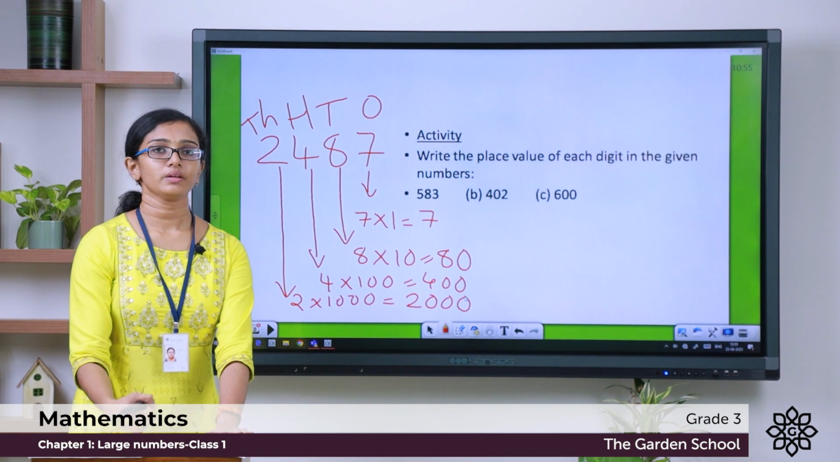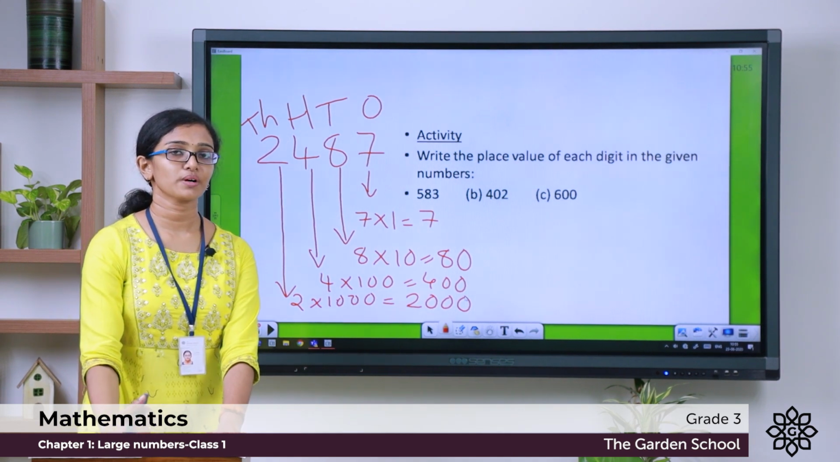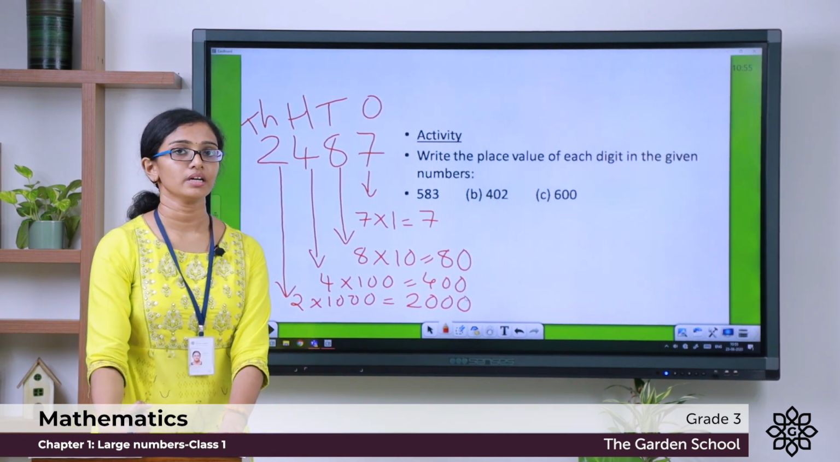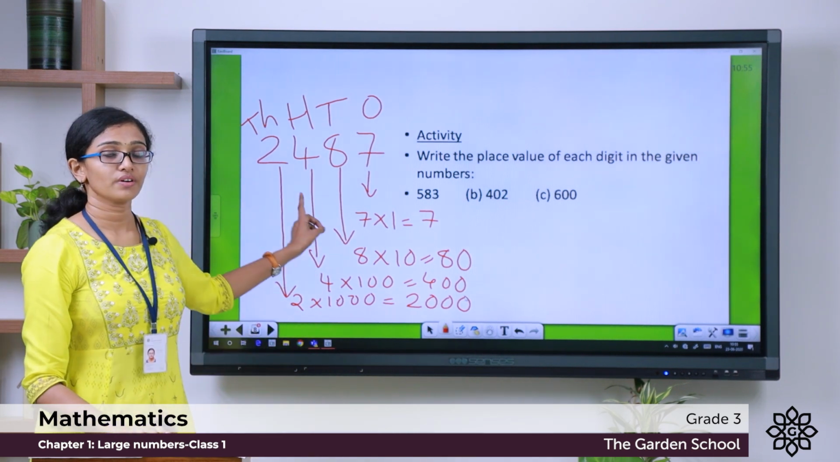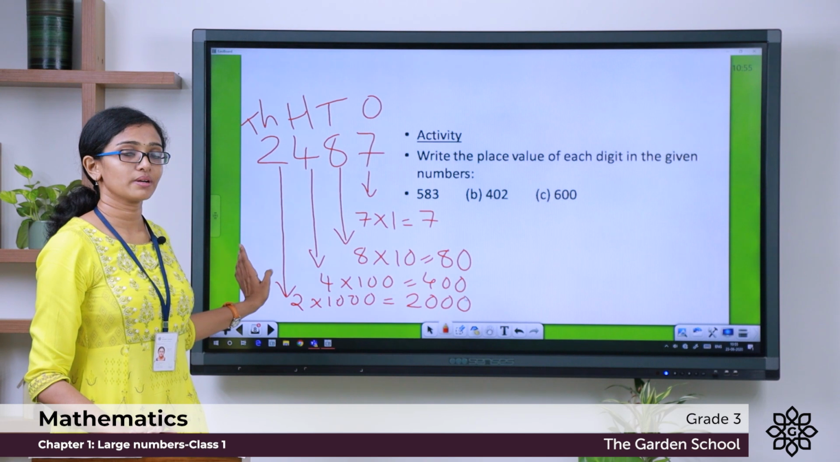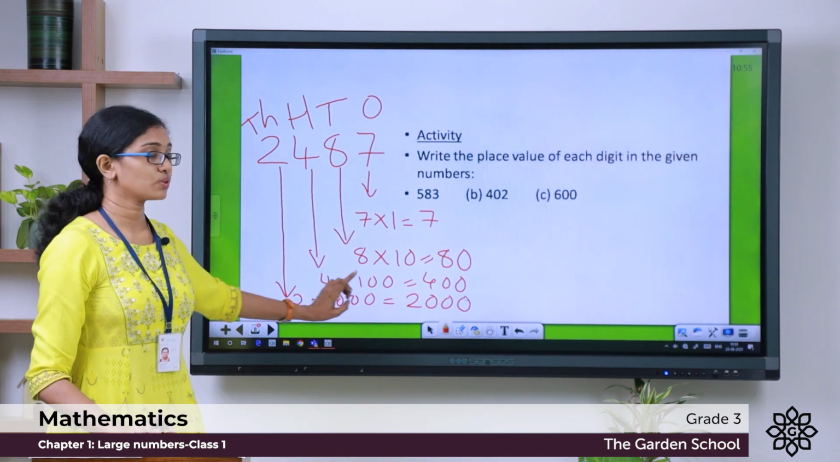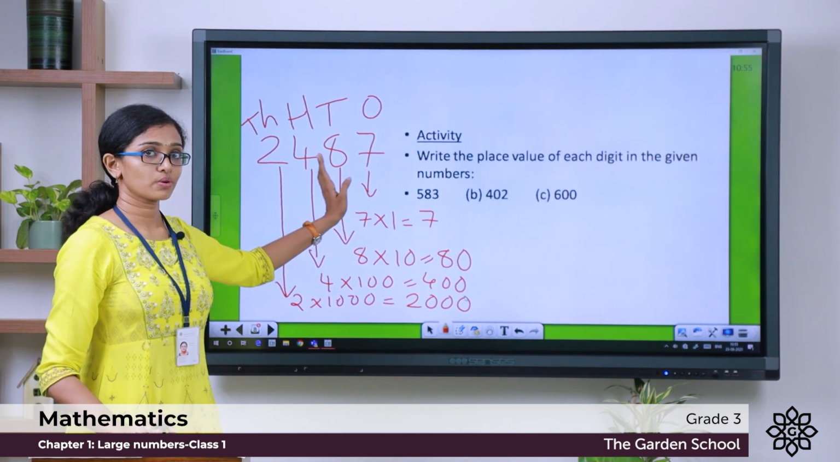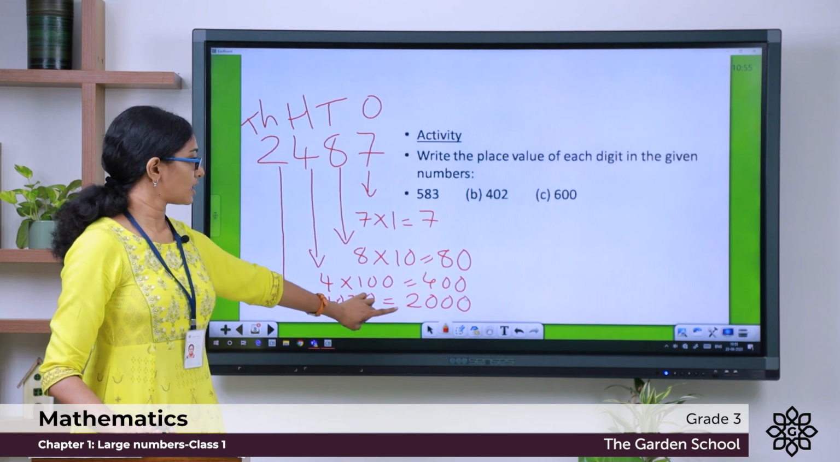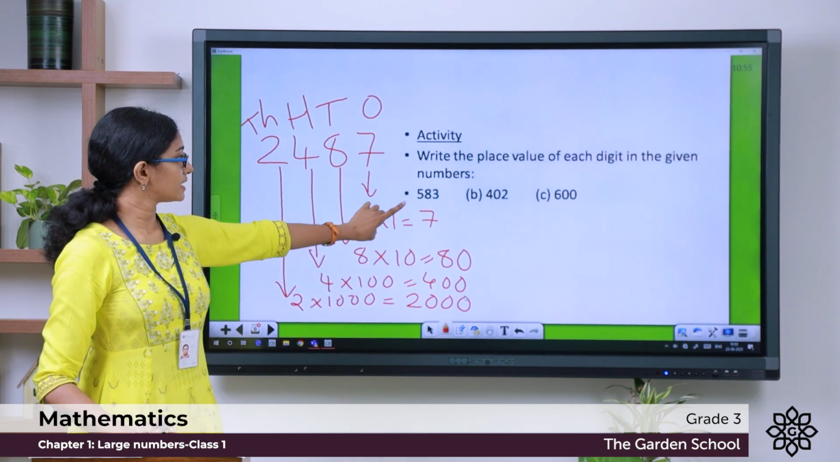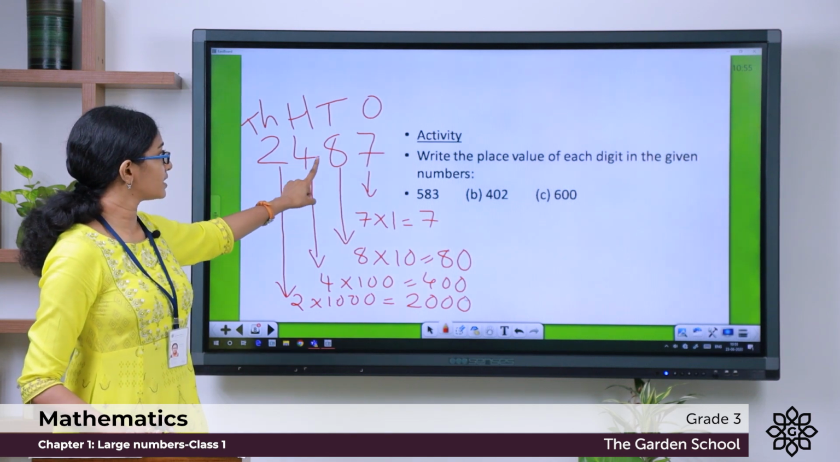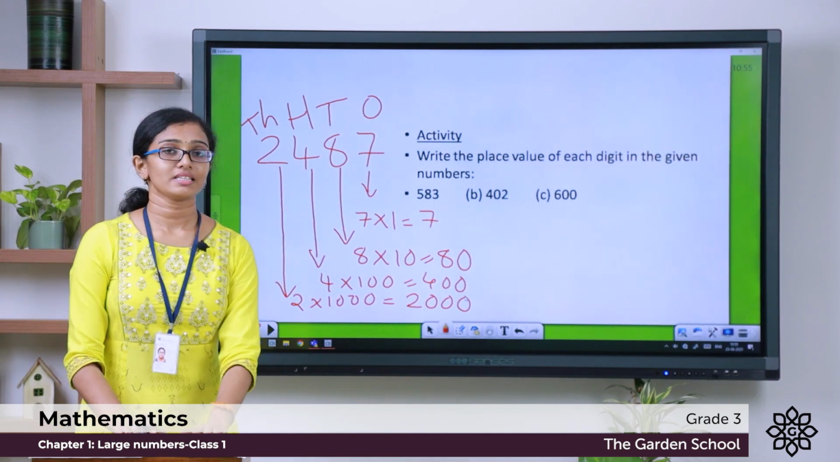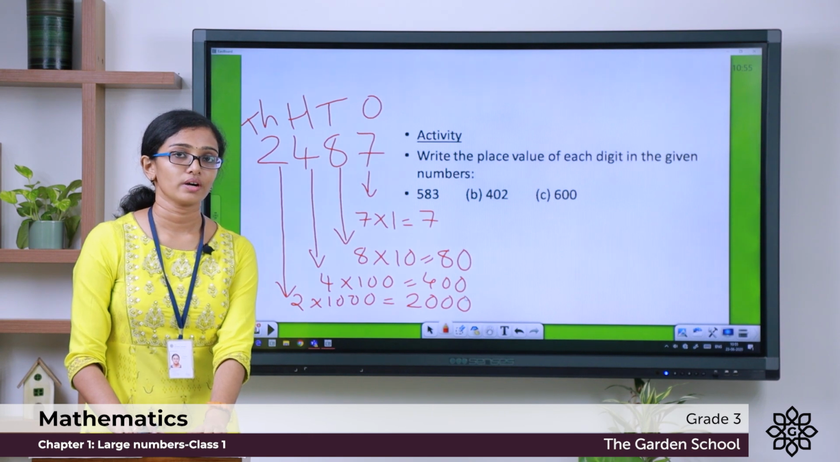Remember, we were saying we read a number according to the place values of the digits in the number, right? So let's see how we can read this number using the place values. The first digit is 2. So let's start with the place value of 2. Place value of 2 is 2000. So as we proceed, we can read it like 2487. Let's read that again. 2487. That's how we say the number name for a 4-digit number.